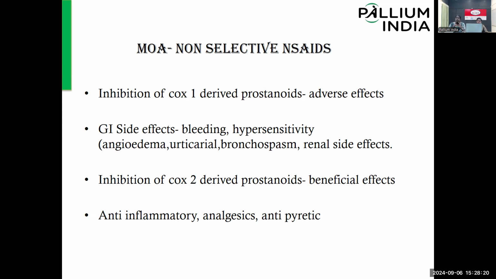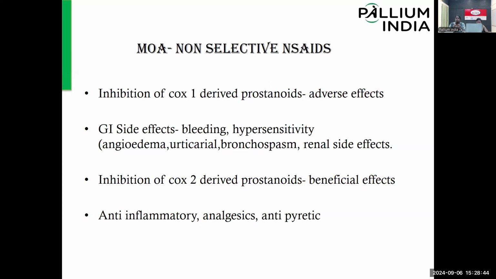Beneficial effects means the benefits of this NSAID: one is its anti-inflammatory action, another is analgesic effect, and the next one is antipyretic. These are the three important beneficial effects of this NSAID. We are usually using this NSAID for anti-inflammatory, analgesic effect, and for antipyretic. So that is by the inhibition of COX-2.